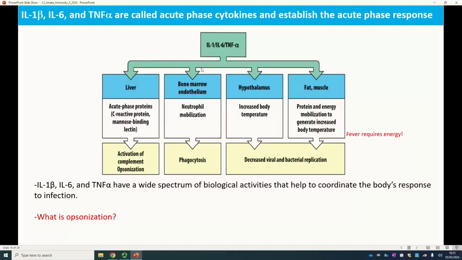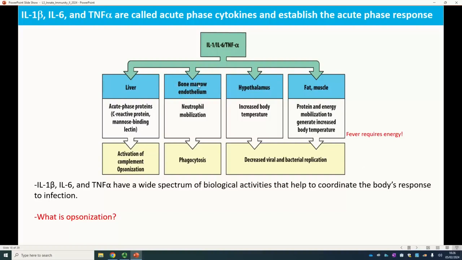So looking at these acute phase cytokines and what they do, we can see that they have action on fat and muscle. So we get kind of this energy mobilization as well as release of proteins. And this is important because, as I mentioned, fever obviously requires a lot of energy. They also act on the hypothalamus. So here they're increasing that body temperature that's required for fever. And so obviously the desired outcome of fever and that elevated body temperature is that you're going to get a decrease in that bacterial and viral replication.